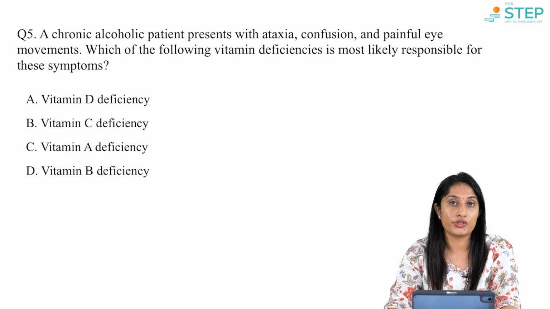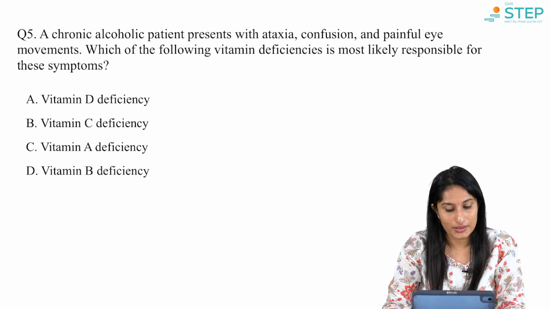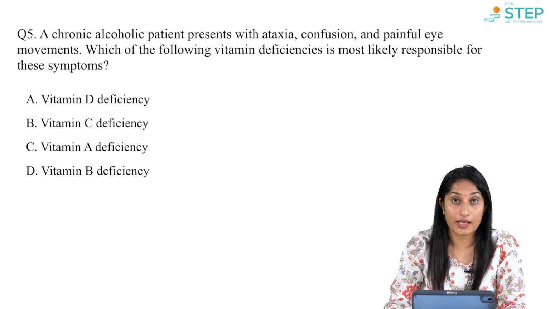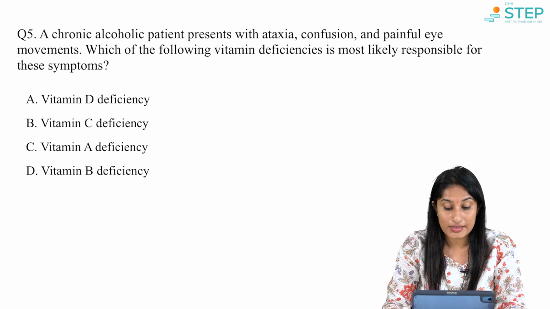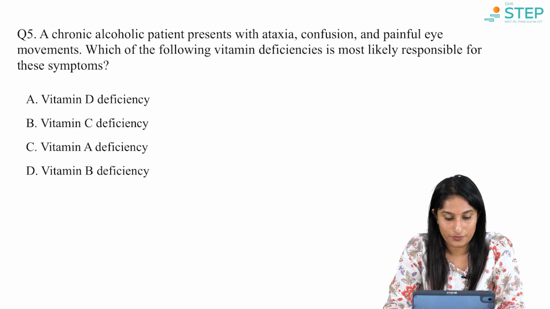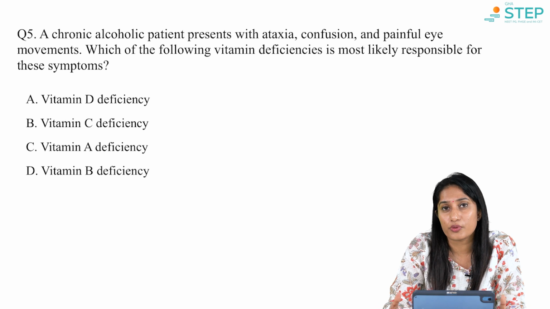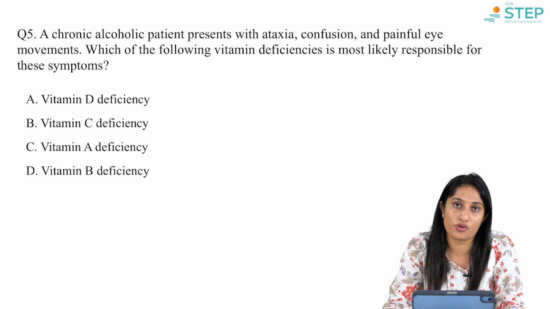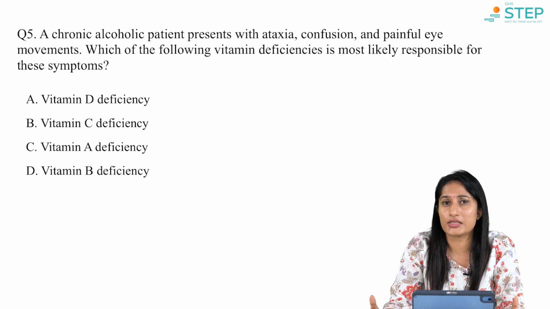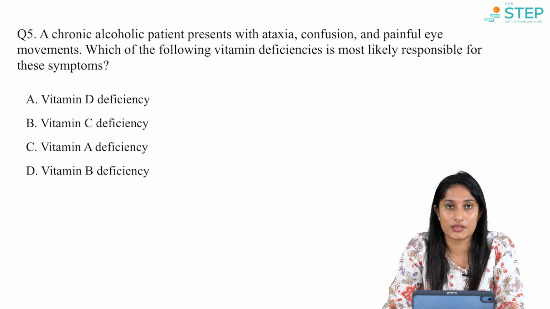Okay. Moving on to question number 5, we have a chronic alcoholic patient who presents with ataxia, confusion and painful eye movements. Which of the following vitamin deficiencies is most likely responsible for these symptoms? So, we have the patient who is a chronic alcoholic. We know chronic alcoholism has a problem with vitamin metabolism because it is going to hamper the absorption of the vitamins. So, generally alcoholics will have multiple vitamin deficiencies. But let's see what he is having in this particular case.